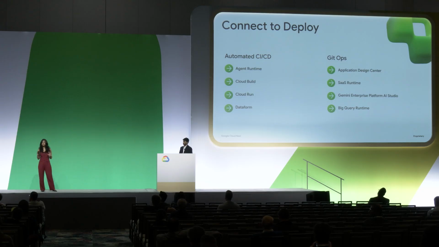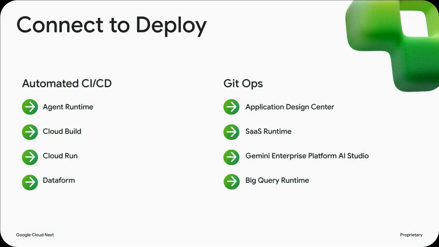One, connect to deploy. These are your typical automatic CI/CD, GitOps type of workflows. Whether you are deploying an agent on agent runtime, running an application on Cloud Run, managing data pipelines on Dataform or BigQuery Studio, or even designing your application infrastructure on Application Design Center, Developer Connect always ensures that your services are connected to your source of truth.